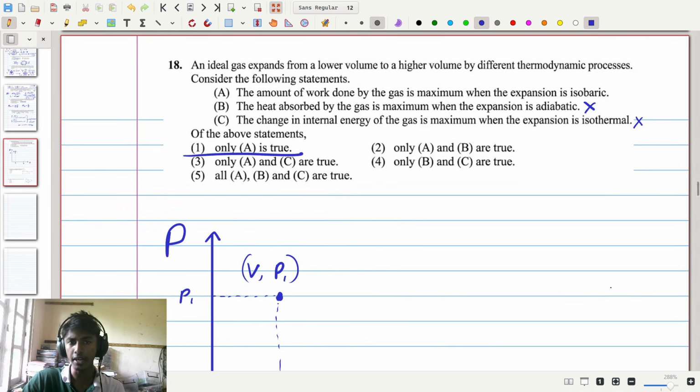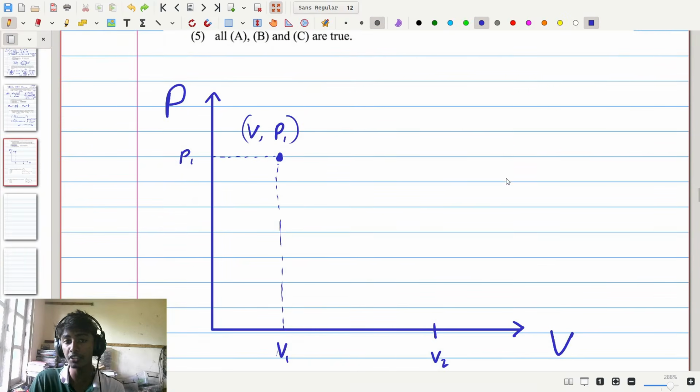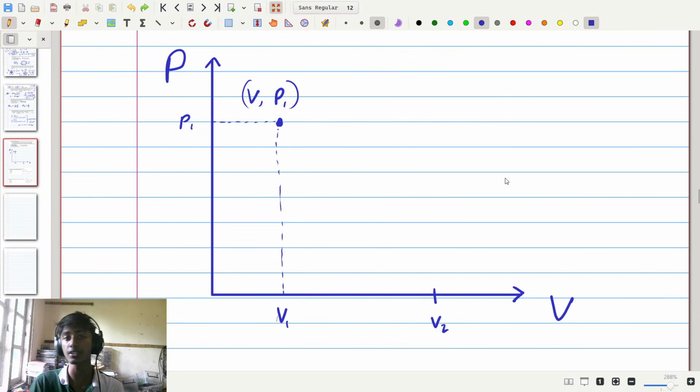But rather than just writing this as only A, let's see exactly why statement A is correct. Now if we consider isobaric expansion and consider this graph right here, we can see if we expand from low volume V1 up to high volume V2 at constant pressure, as in isobaric expansion, the expansion will look like this.